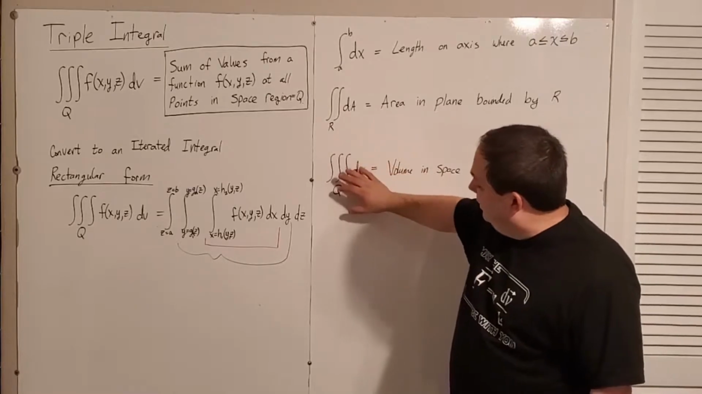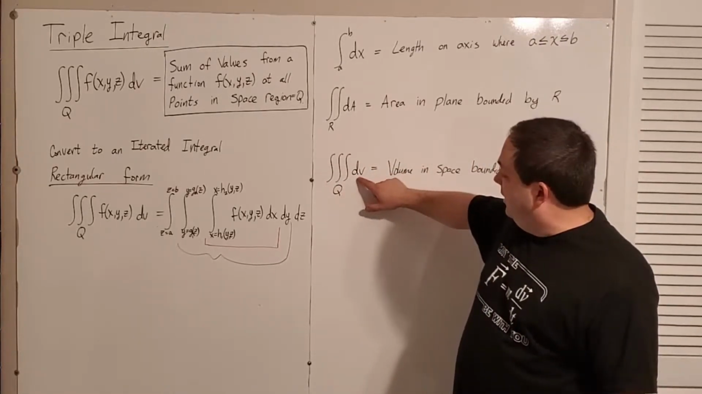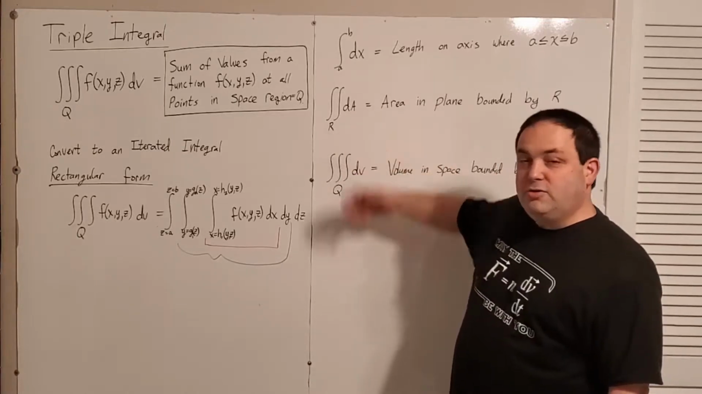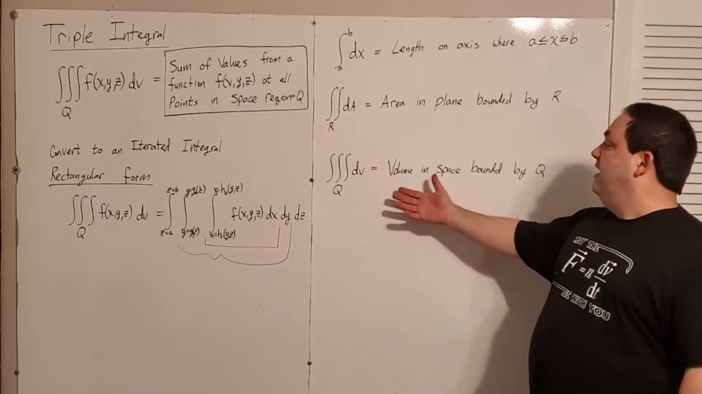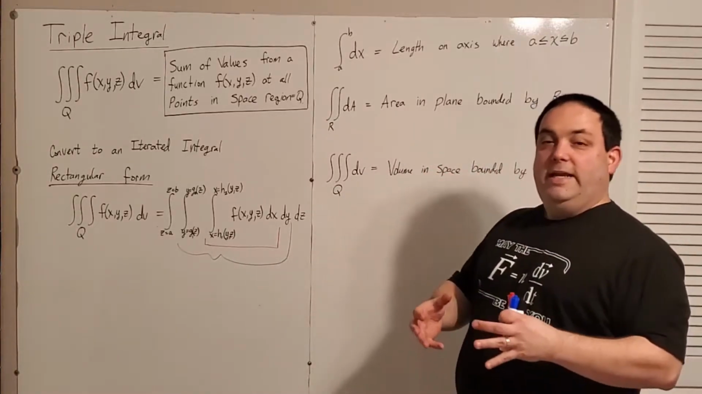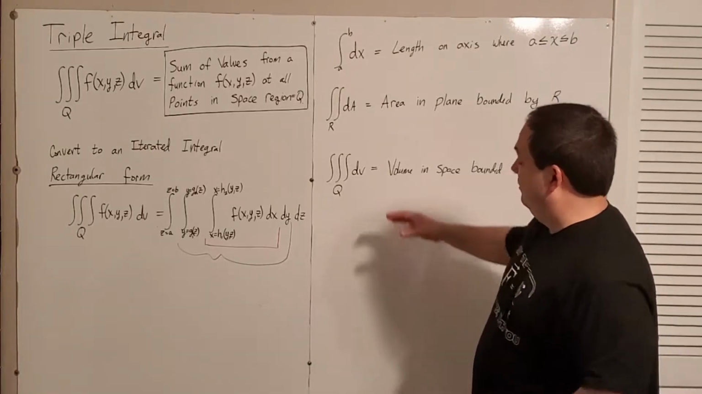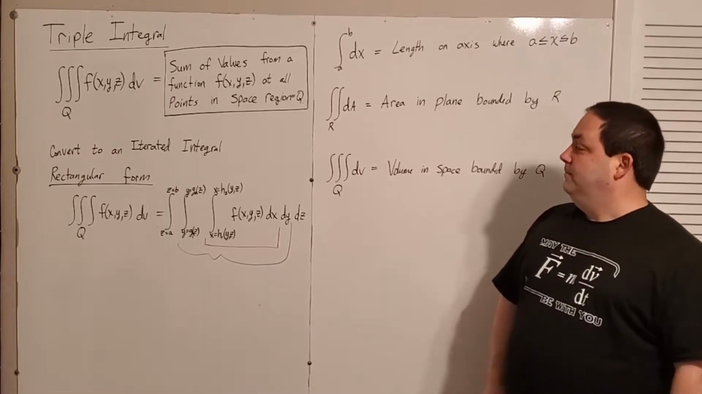If I'm doing a triple integral over some region of space, Q, right, and all I've got in here is dv, no actual other function to multiply in, then I'm just going to be finding the volume of the region of space that I'm integrating inside of, Q, right? That's all I'm going to be finding if I'm just doing a triple integral dv.